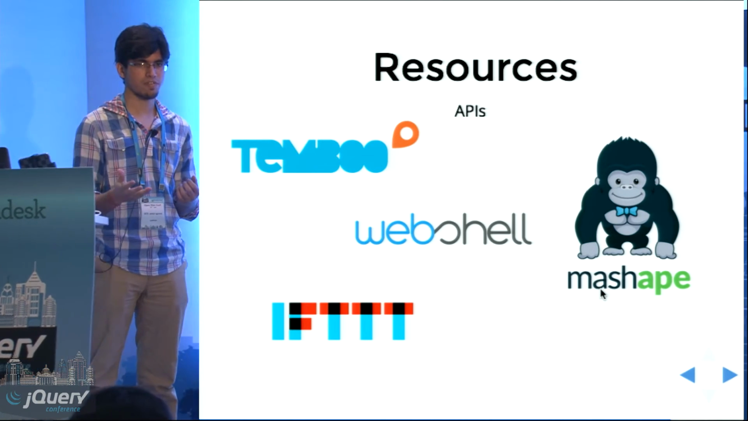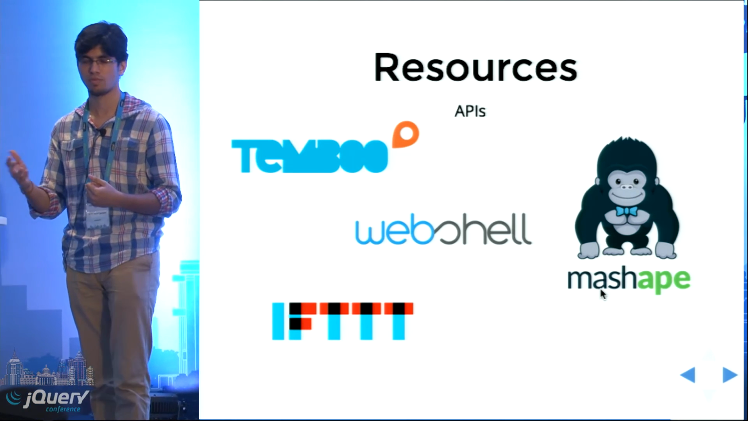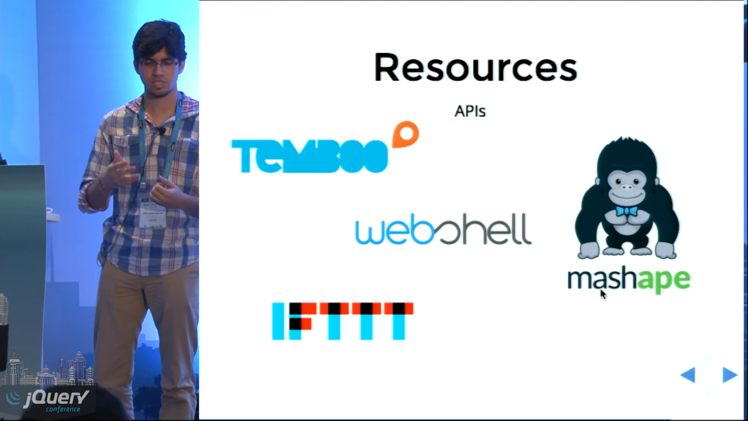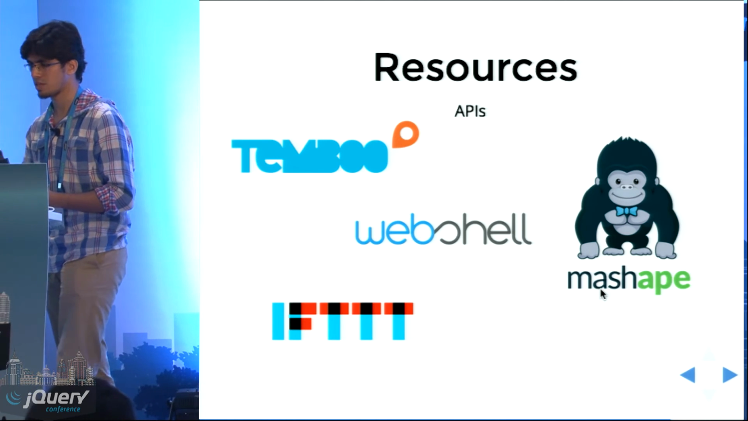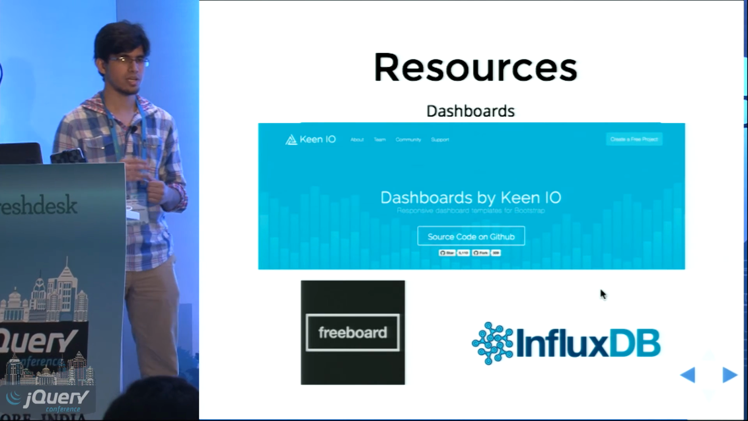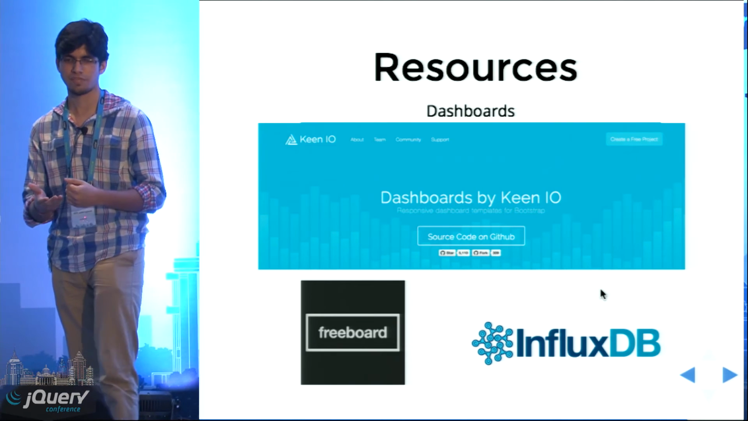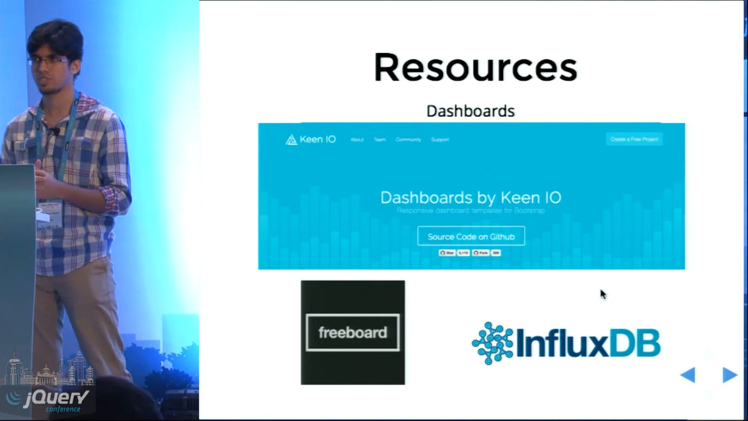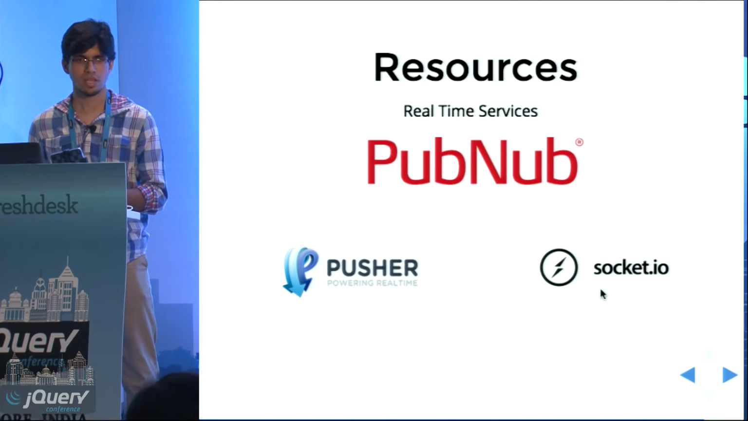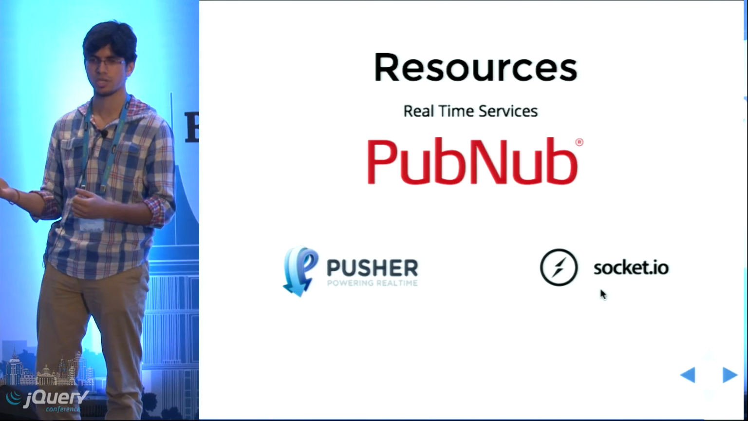There are tons of resources to work with APIs. Some of them are Temboo, WebShell, Mashape, which is a library of a whole lot of APIs in different languages, and IFTTT, which is If This Then That. I highly recommend them, those are great resources, so you should check them out. Then there are also a couple of resources to work with dashboards: Keen.io, Freeboard, which I just showed you, and InfluxDB, which is a database with a dashboard. And for sending messages in real time, a couple of real-time services are PubNub, Pusher, and Socket.io.